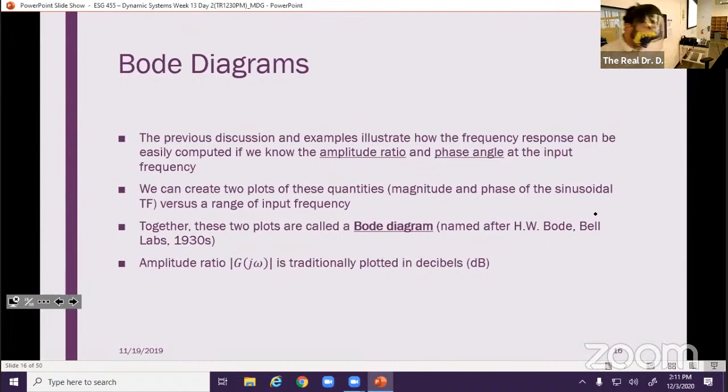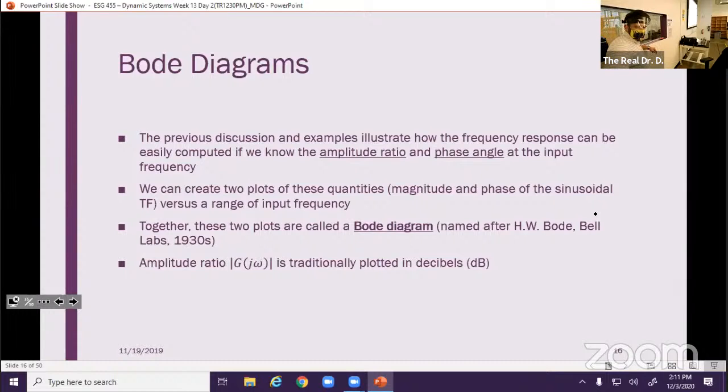And I believe that you guys have at least seen Bode plots before, if not discussed them. So have we all seen Bode plots before at some point? Okay. So you at least know that they exist.